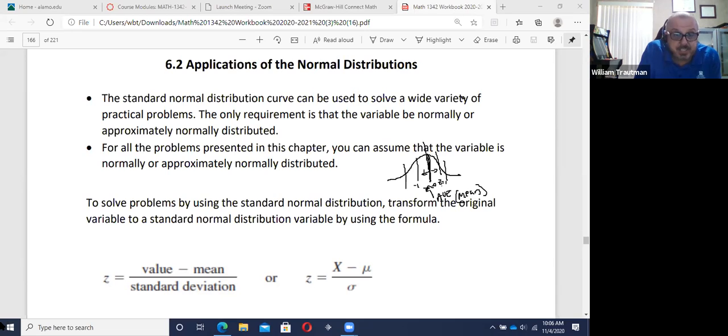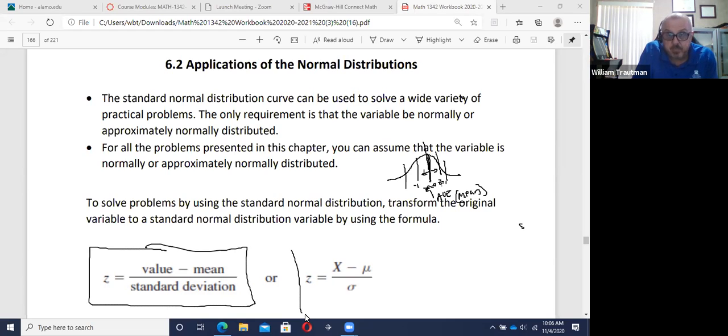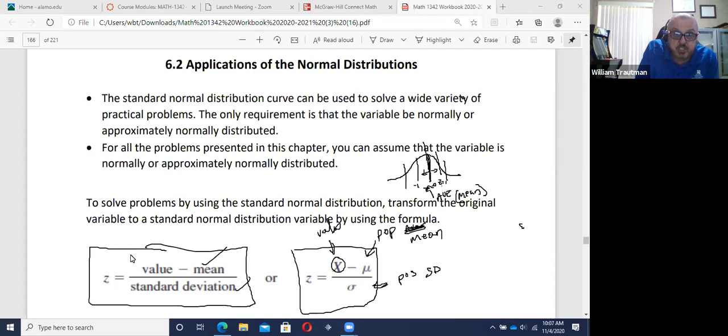And to calculate the z value, we're going to use this formula. This is the population average. I keep on saying average. In stats, we always say mean. And this is the population standard deviation. And then we just call this the value. There's the mean, standard deviation, and value.